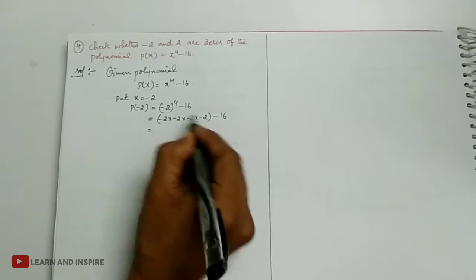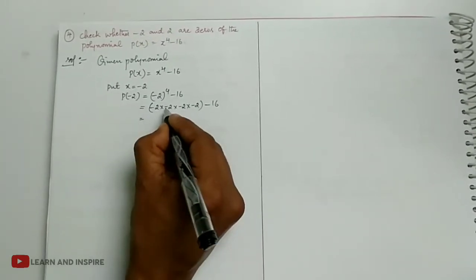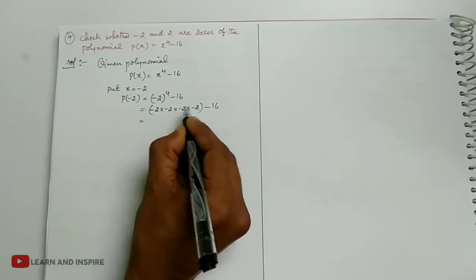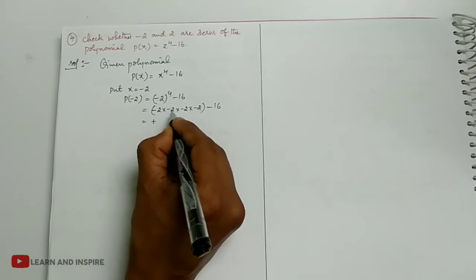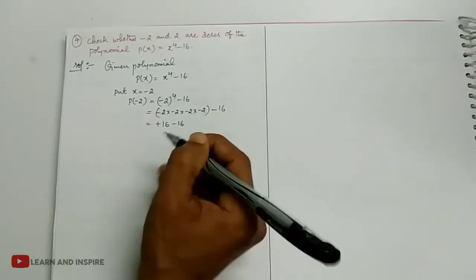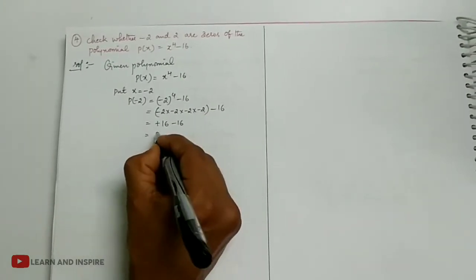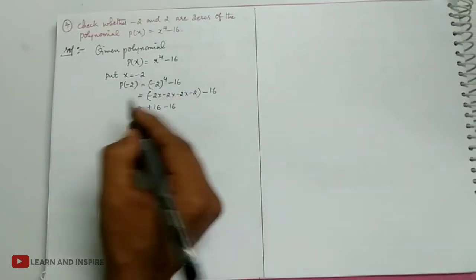Okay, so for understanding purpose I have written minus 2 four times. Minus into minus is plus, plus into minus is minus, minus into minus is plus. Now multiply 2 into 2 is 4, 4 2s are 8, 8 2s are 16. Minus 16 I write as it is. So 16 minus 16 is 0. Understood?